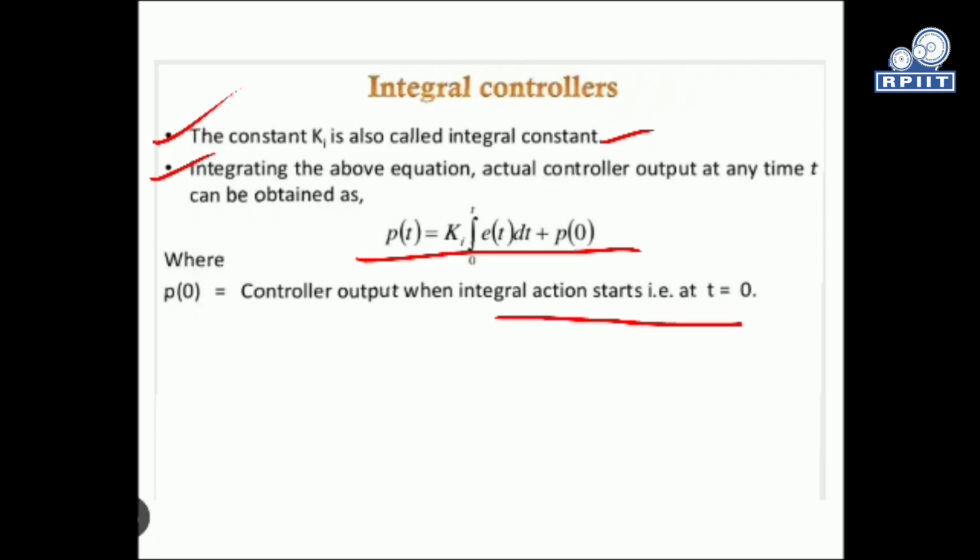We know that the output of our controller at zero error should not be zero, right? So for that purpose, we consider this P0 over here. Otherwise, P(t) is directly proportional to the integration of our error, and the proportionality constant will be Ki. This is the mathematical representation of our integral controller.